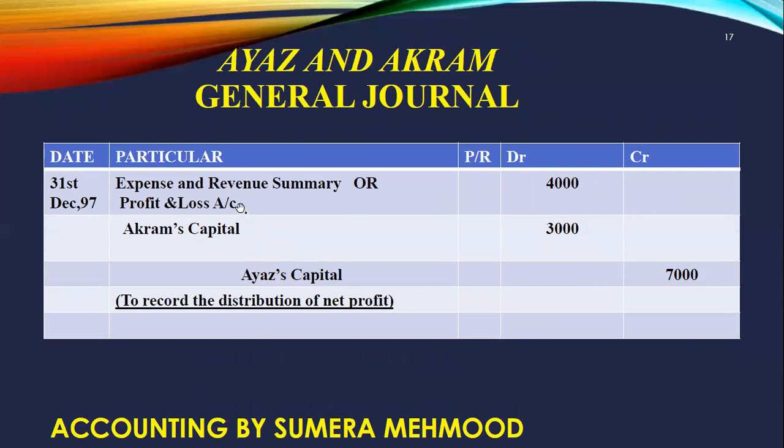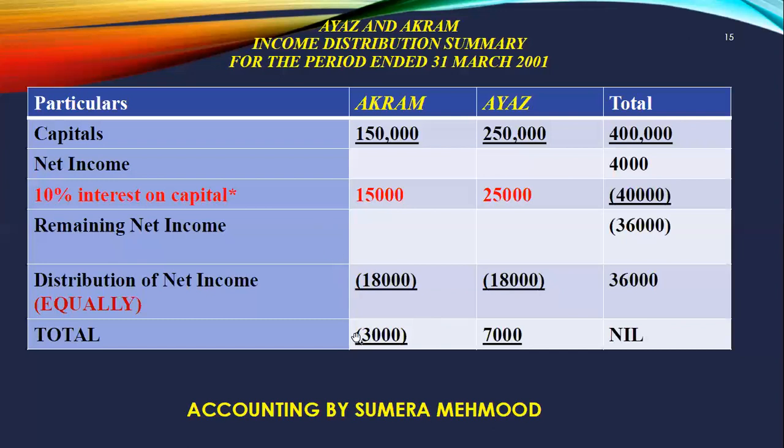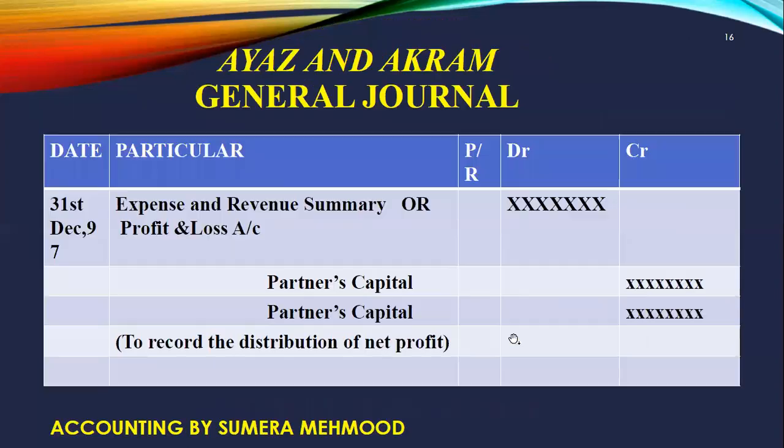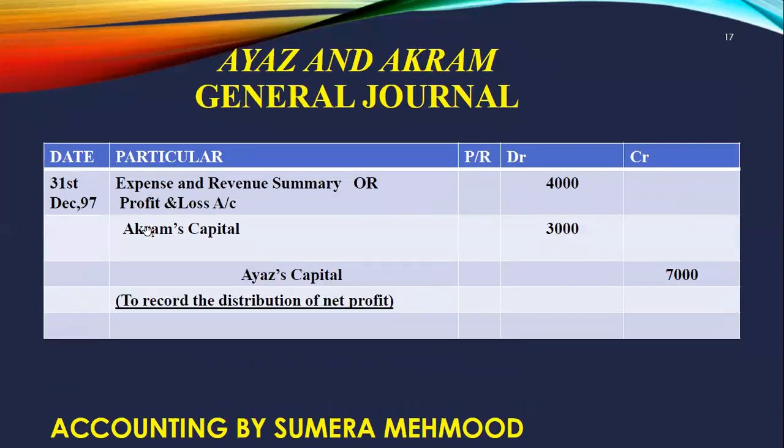Yes, we have from the fixed capital method, but here you can see in this question that Akram's capital is negative. That's why in the journal entry it will be debited, because capital is decreasing over here. Ayaz's capital is positive, so it will be credited. Now check from the journal entry. Akram's capital is negative, so that's why I write it down on the debited side. Ayaz's capital is positive, that's why I write it down on the credited side.